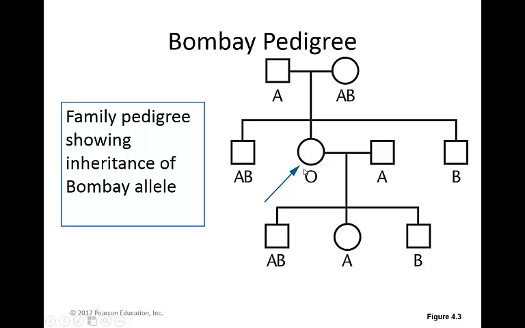The only reason it was possible, and the only reason she showed up as type O, was because she was not making the enzyme to make these different alleles. And in fact, it's probably likely that she was either type AB or type B blood.